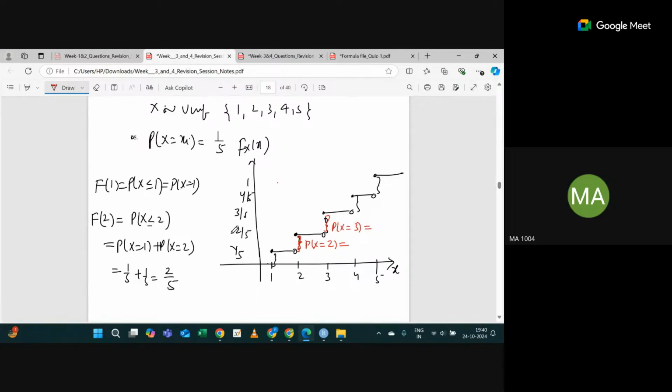So what is the probability x equal to 2? 2 by 5 minus 1 by 5, which is 1 by 5. So you can see the probability at x equal to 2 is 1 by 5. What is the probability x equal to 3? 3 by 5 minus 2 by 5, which is again 1 by 5. All right?